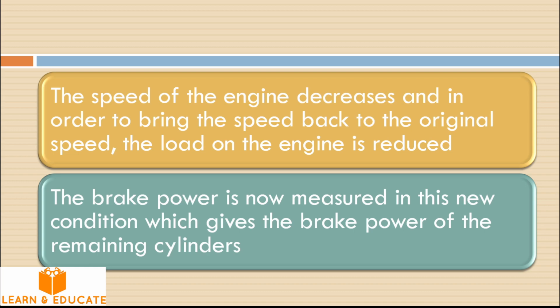In order to bring the speed back to the rated, original speed, the load on the engine is reduced, since only three of the four cylinders are operating. So what should we do to bring the speed back to the original speed? We should reduce the load on the engine shaft. Now the brake power is measured: how much brake power is developed at the original speed when three cylinders are firing.